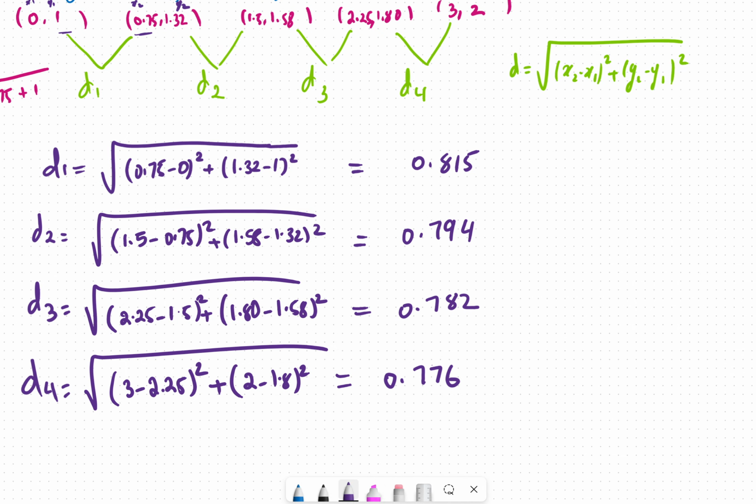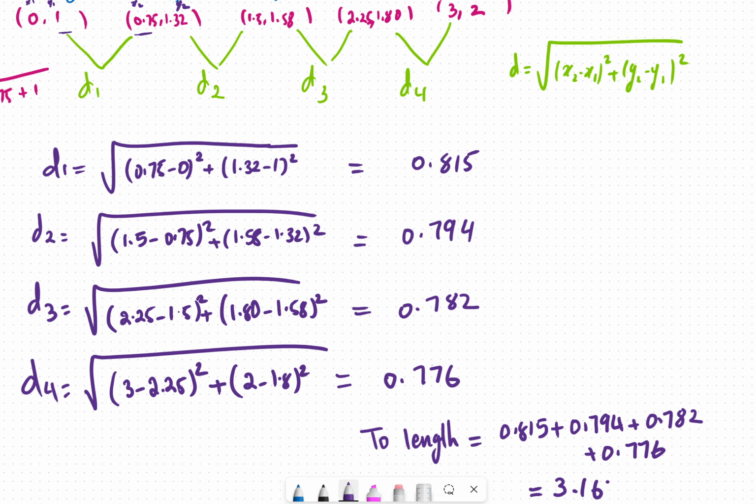that is going to be 0.776. Now to find the total length of the curve, the total length is going to be equal to distance 1 plus distance 2 plus distance 3 plus distance 4. So I'm going to add all the 4 numbers that we got. And the answer is going to come out as 3.167. Now of course this is an approximation of the length of the curve.